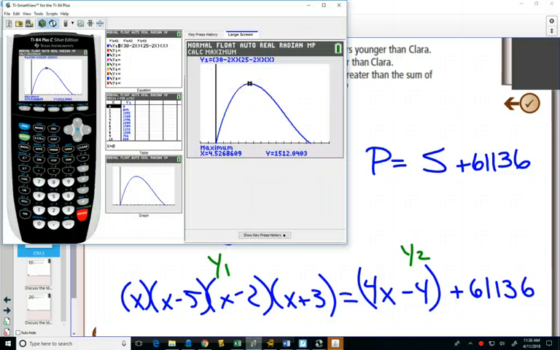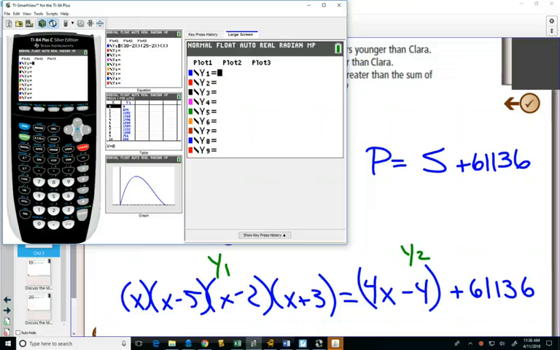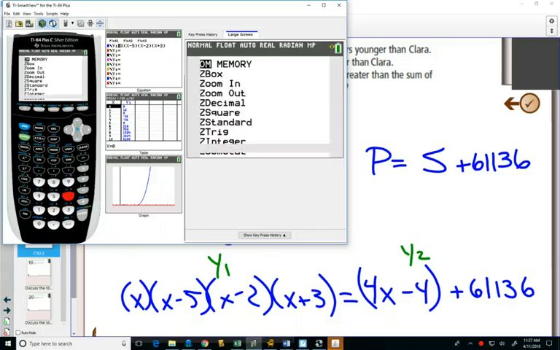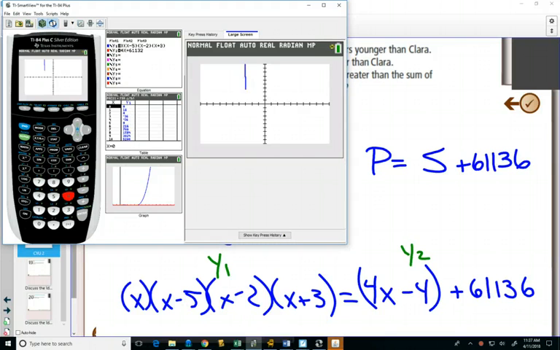Go to our calculator, and x times x minus 5, x minus 2, x plus 3. And in y2, I'm going to have 4x plus, I'm going to combine those like terms, 6, 1, 1, 3, 2. Good? Now, most likely when you start, you'll be on your standard window, so this is what you'll see.